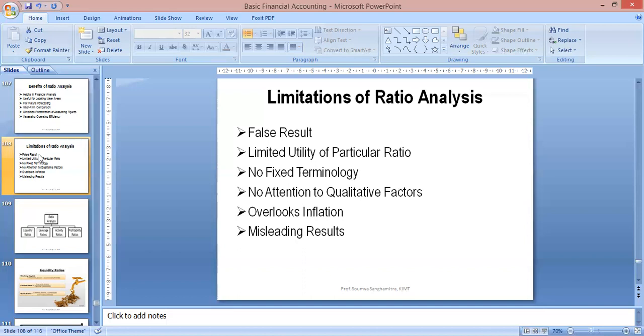Then misleading results. Ratio analysis brings financial statements of different firms to the same level. Such analysis does not provide information about the magnitude of their operation. For example, two firms may have similar net profit ratio but greatly different scale of business. A firm generating 50,000 profit on 5 lakh in sales is more efficient than a firm generating the same profit on 10 lakh sales. That is the limitations of ratio analysis.